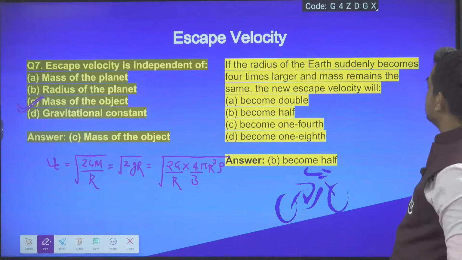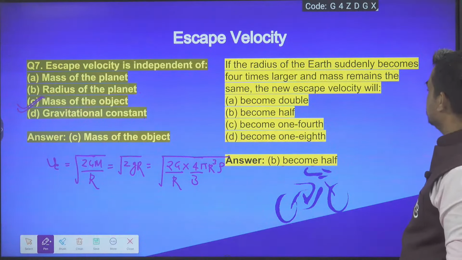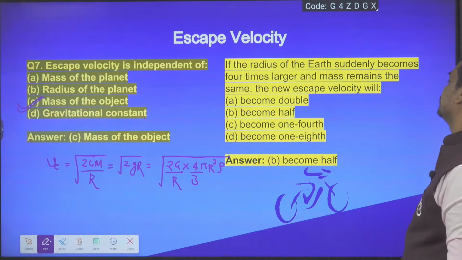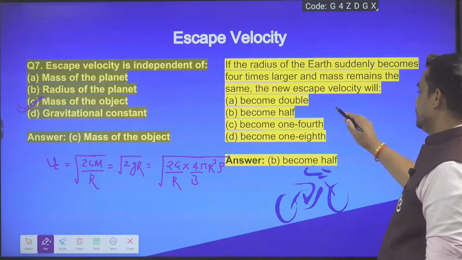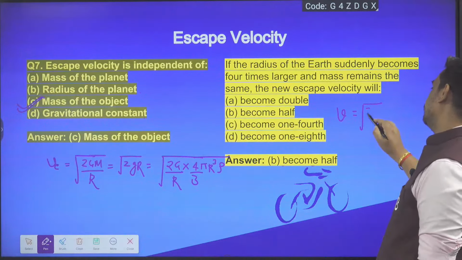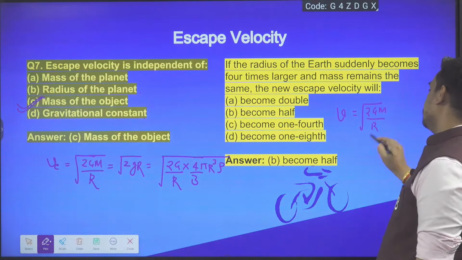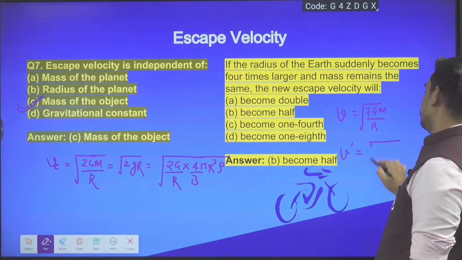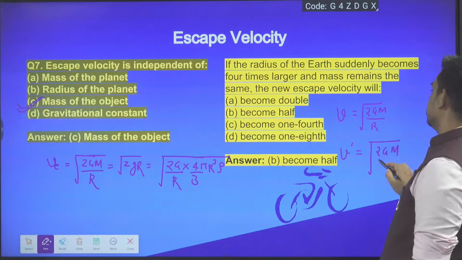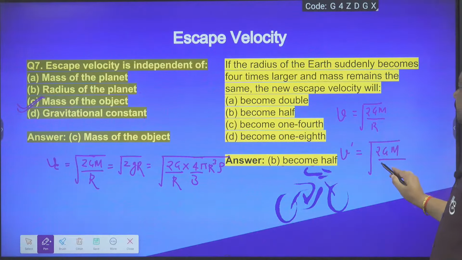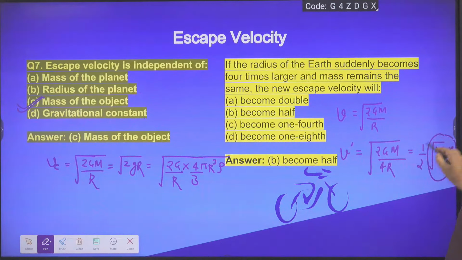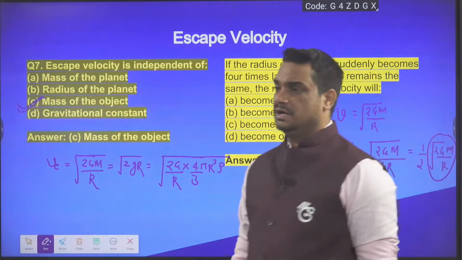Second question is, the radius of Earth suddenly becomes 4 times larger and mass remains same. The new escape velocity will be? Earlier velocity, suppose, is root of 2GM by R. New velocity v dash, we can write, is root of 2G, mass remains same, and radius becomes 4 times larger, means here 4R. So the 4 will come outside as 1 by 2 of this 2GM by R, and you know this is the escape velocity, so this v dash becomes basically v by 2, means it becomes half.